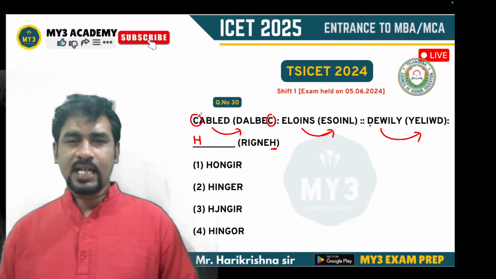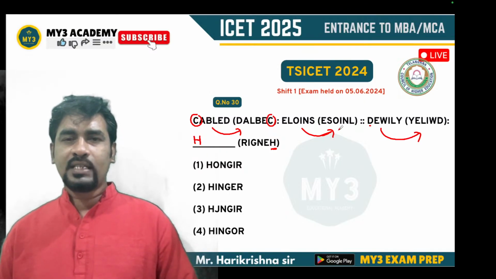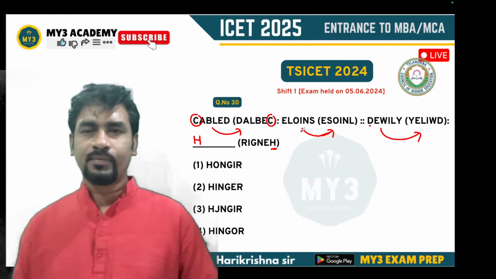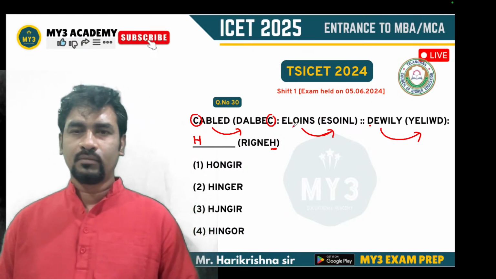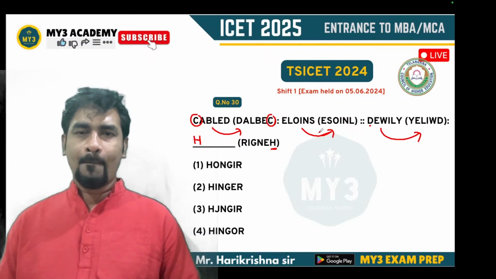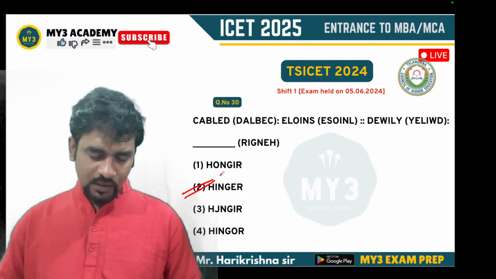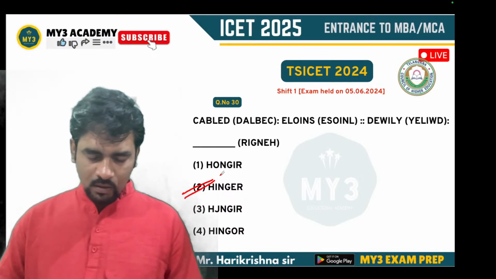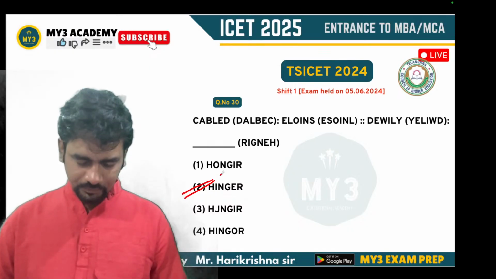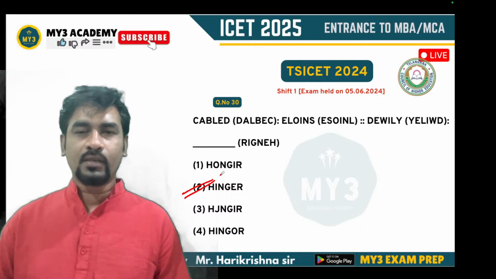But all the options are started with that. So next, what is happening? You can cross check with the options. What is the answer? Yes, answer is Hinger. So just you can look at the pattern, you will be able to understand. Yes, option 2, Hinger.